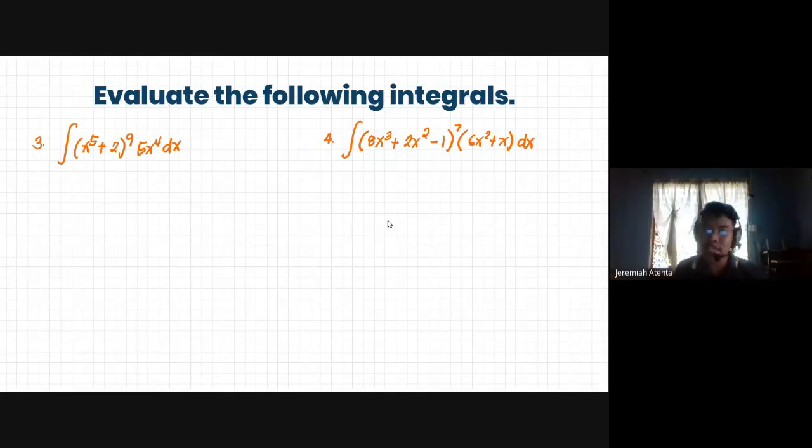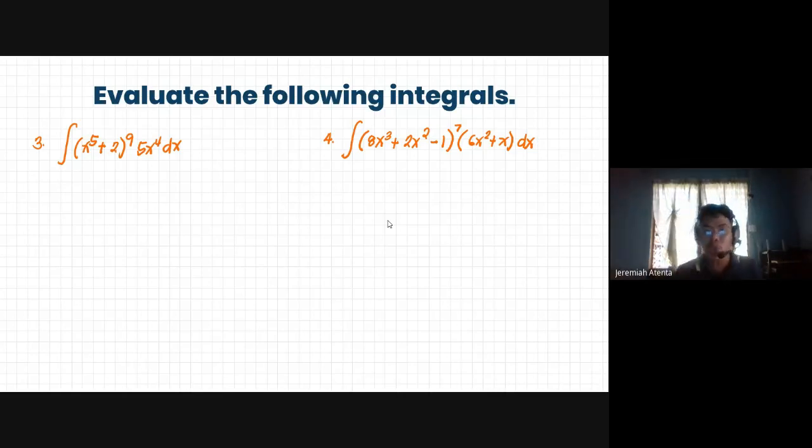Now, in this case, we can have two options kung sino yung dapat nating ililet u. Now, ganito yung tip ko. Yung u ninyo will be the function that, if you are going to differentiate that one, lalabas yung isang function. So therefore, we now have two options, si x to the power of 5 plus 2 at si 5x to the power of 4.